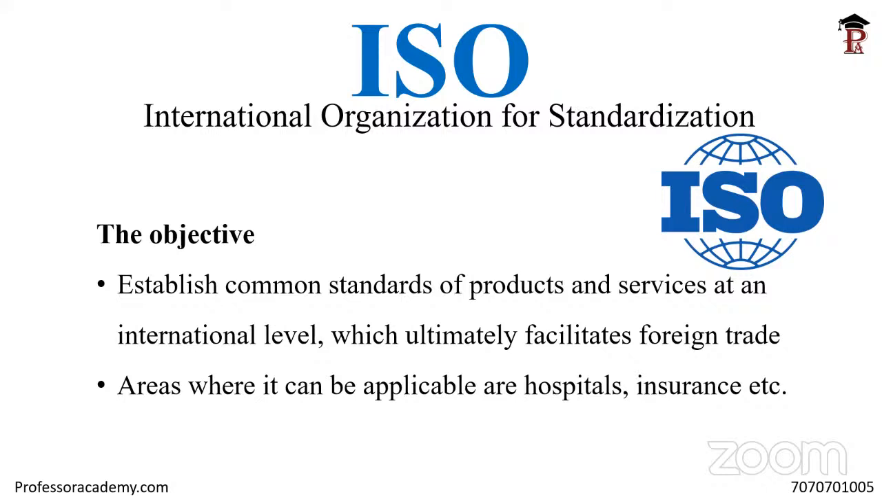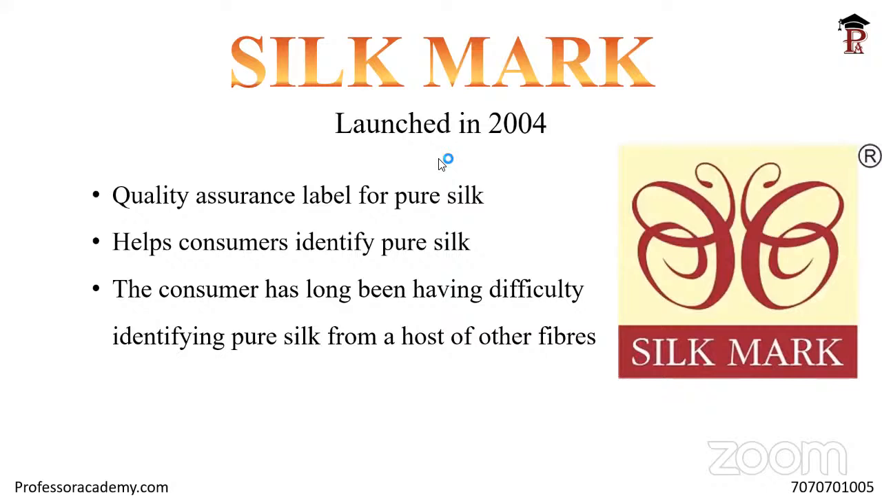It has ISO mark. So if you are buying any product which has ISO mark, you know that it is a good product. Then we have Silk Mark, which was launched in 2004. This mark is only given to the silk product which has pure silk. Only then will this mark be given. So it ensures that the quality is met, that this is not a duplicate or mixed product, it is pure silk. It helps the customer to identify that, yes, this is a pure thing.